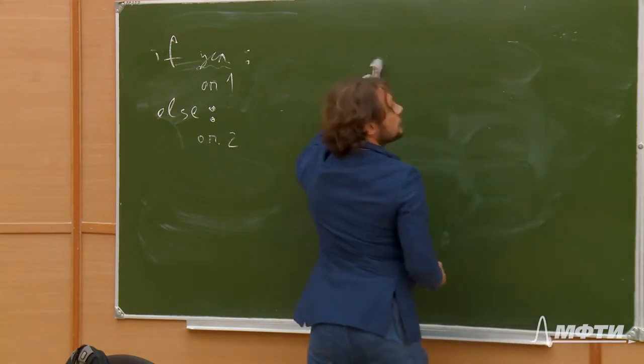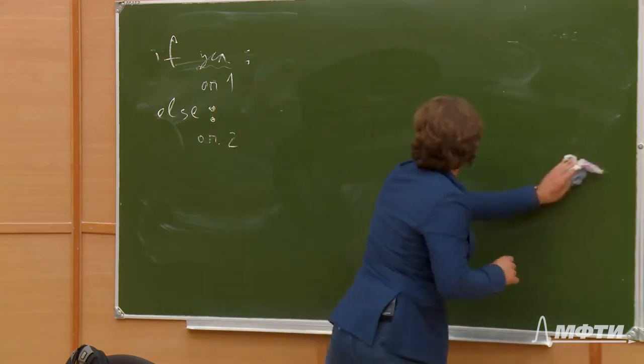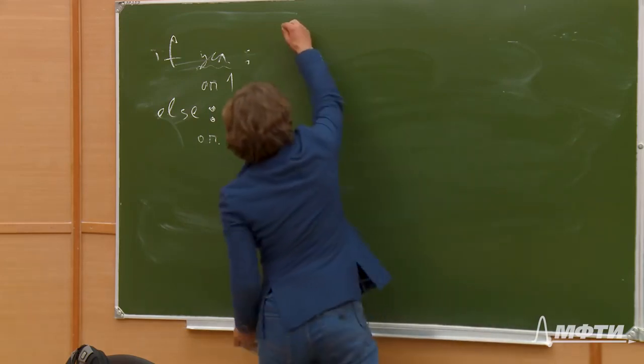Let's now move on to cycle 4, the for loop. The for loop in Python is some kind of magic.